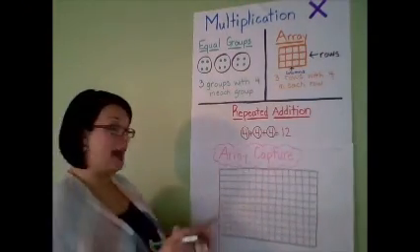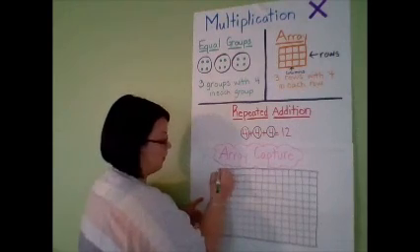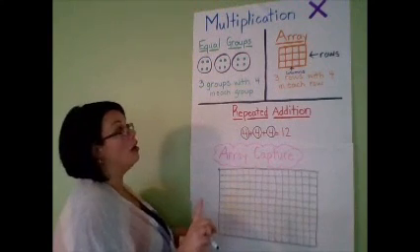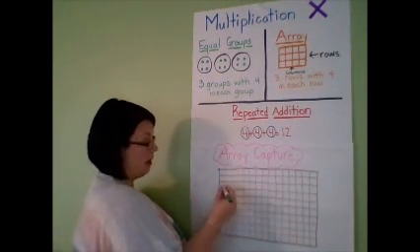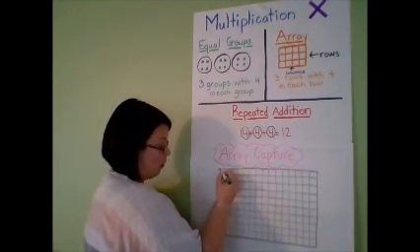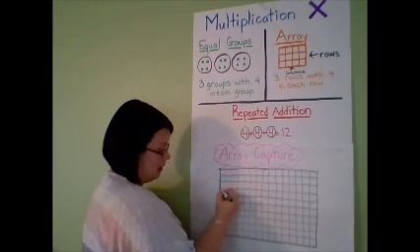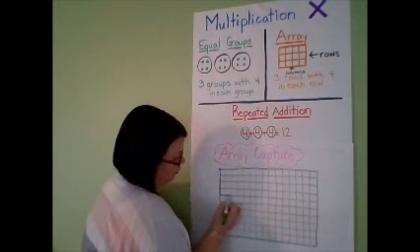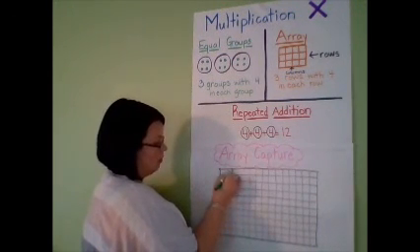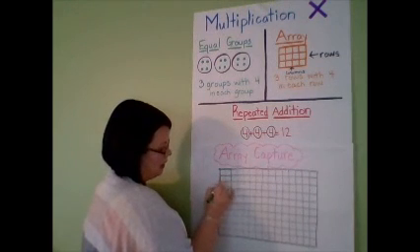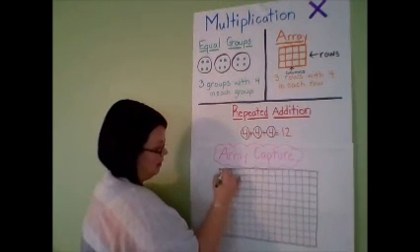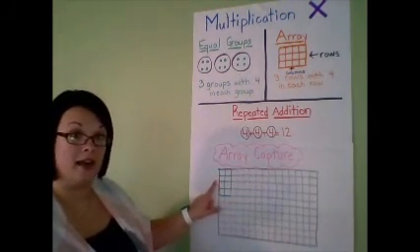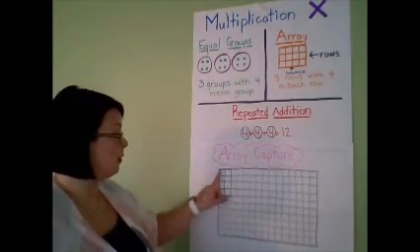I have to make an array starting in this corner that shows 4 times 2. And I know 4, being first in the problem, means that I have 4 rows. So I need to take up these 4 rows, and then I know that I have 2 in each row, so I should have 2 columns or 2 squares in each row. Okay, so this array shows 4 rows with 2 in each row.